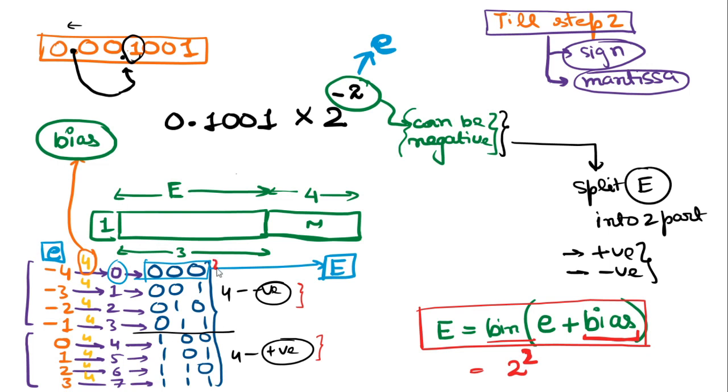Generally, this big E starts from 0, and there is a shift of 4 numbers, and these 4 numbers are actually represented using these 2 bits, right? Only these 2 bits. Therefore there are 2 to the power 2 numbers before this 0 that are actually negative. Therefore there is a shift of 2 to the power 2. Therefore bias will always be 2 to the power n minus 1.